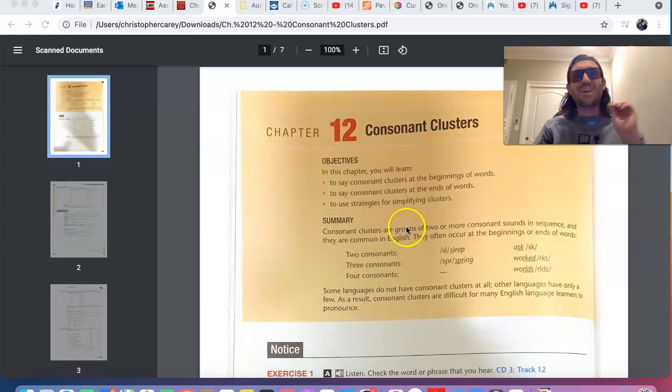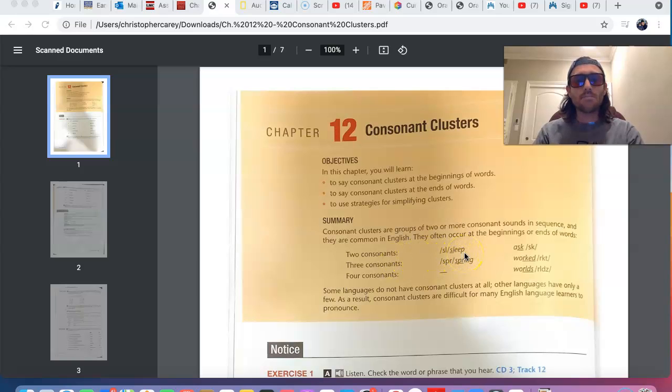Two or more consonant sounds that are one right after the other in sequence. And they are very common in English. And they're especially common at the very beginning and at the very end of words. Let me give you some examples of two consonant clusters.